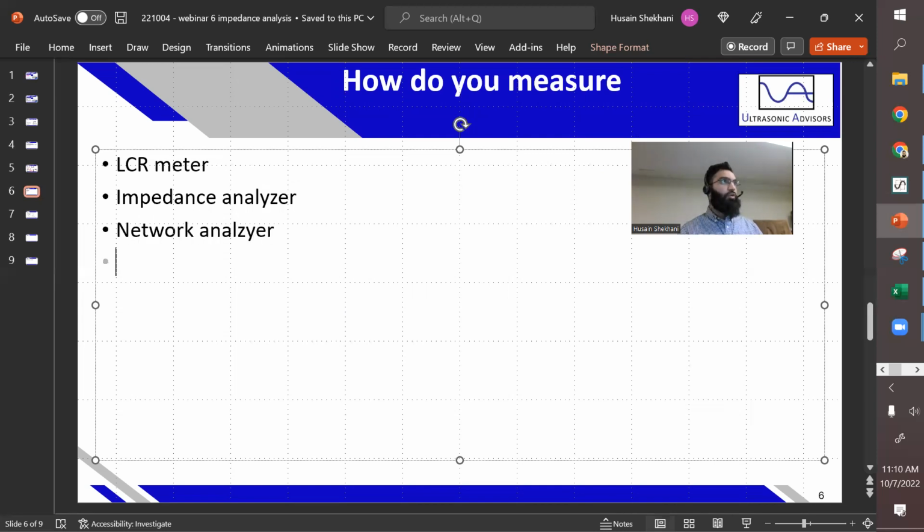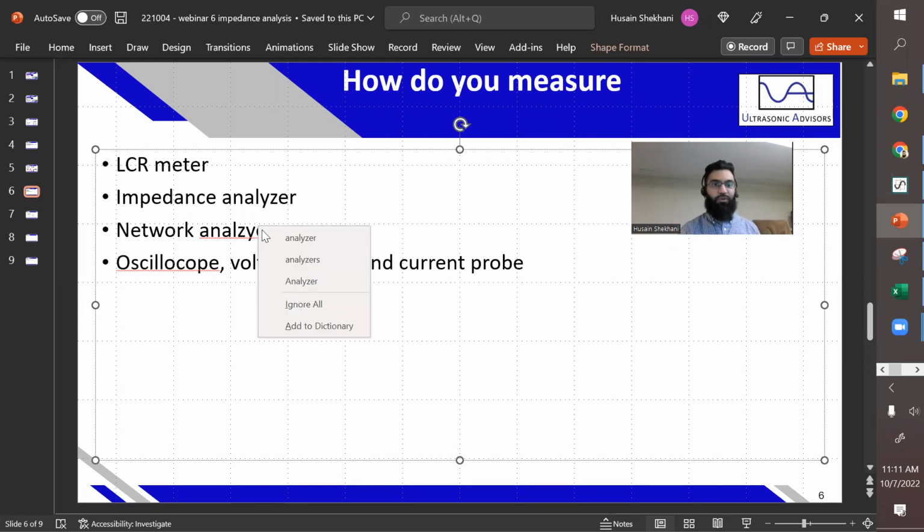or you can just use a good old oscilloscope, voltage probe and current probe. And that's actually what I'm going to be doing today. I'm going to be showing a live demonstration of that, but it's all automated, so you won't be able to tell the difference between the different devices.